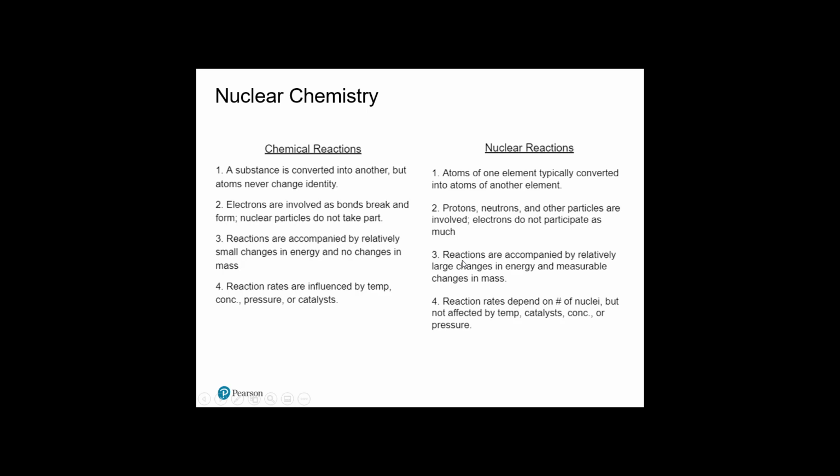For nuclear reactions, atoms of one element typically convert into atoms of another element. Protons, neutrons, and other particles are involved, and we're going to discuss what those other particles are. Electrons do not participate as much. They are involved in one portion, but really we're looking at other things here. Reactions are accompanied by relatively large changes in energy and measurable changes in mass. Reaction rates depend on the number of nuclei, but are not affected by temperature, catalyst, concentration, or pressure. So what you've learned up to this point will help you understand it, but we're not going to use that information, if that makes sense.